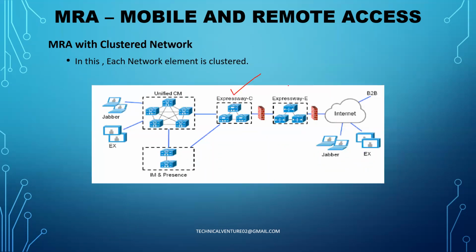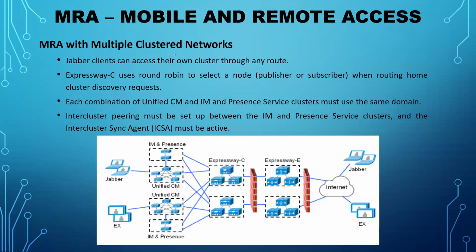Now, if we talk about MRA with the clustered network, you can see this Expressway Core is in a clustered network, Edge is in a clustered network, Call Manager is in a clustered network, and IM and Presence is also clustered. Clustered means it will have backup servers as well for sure, right? In this, each network element is clustered. Everything is clustered.